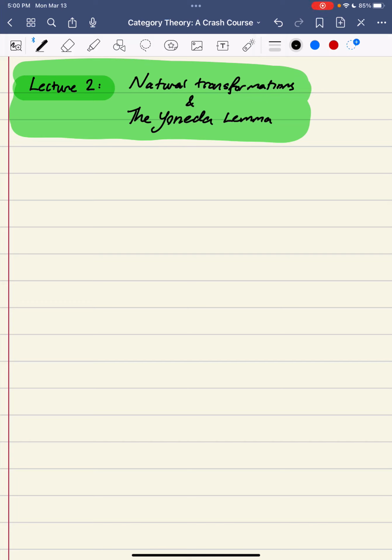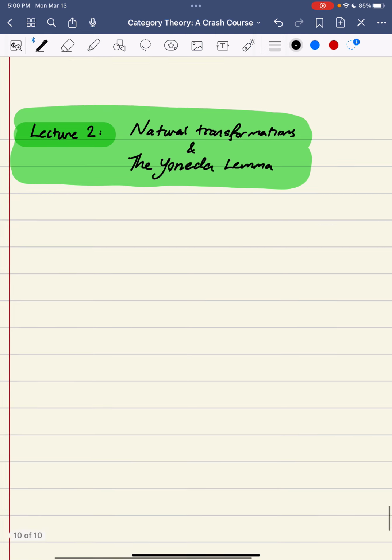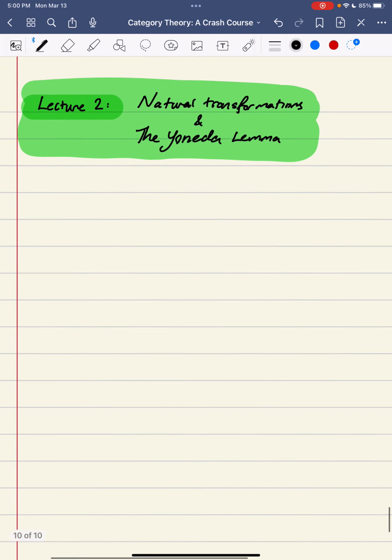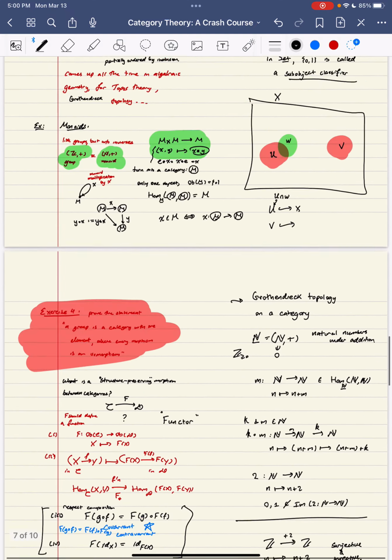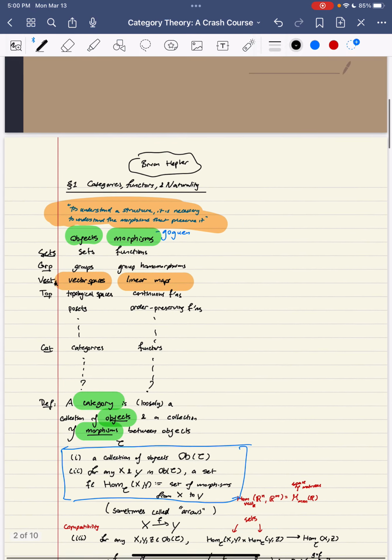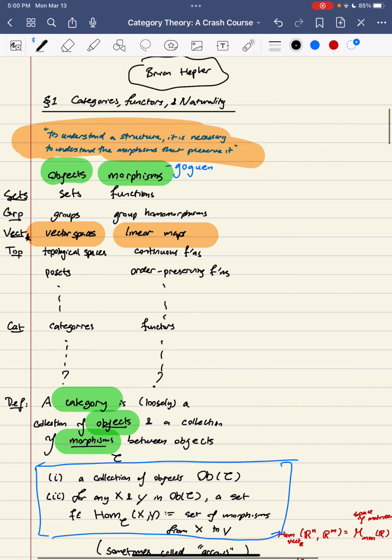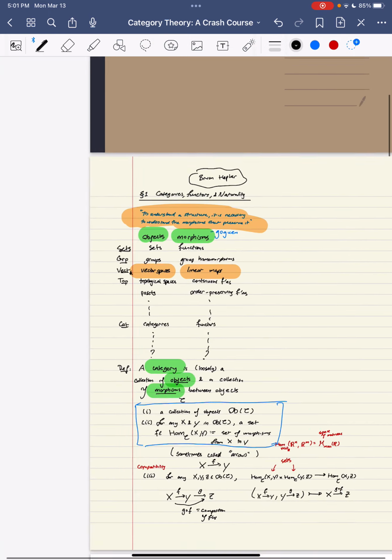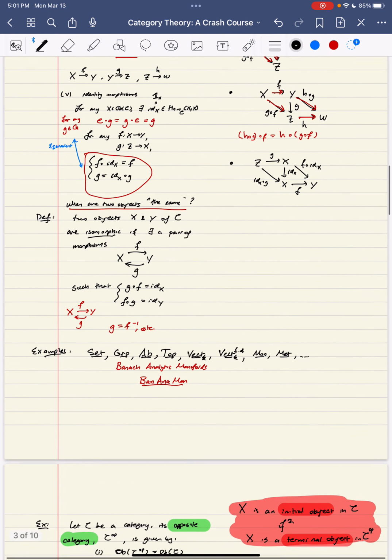Hi, everybody. So today I want to give lecture 2 for the category theory crash course lecture series for quantum formalism. You'll remember last week we talked about what is a category, what is a functor, and we gave many examples.